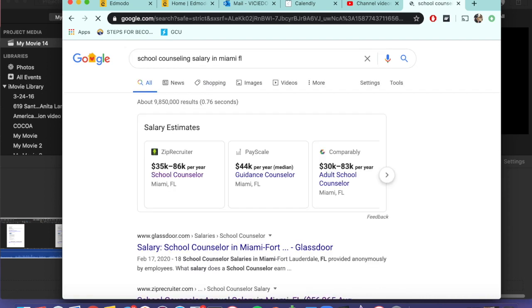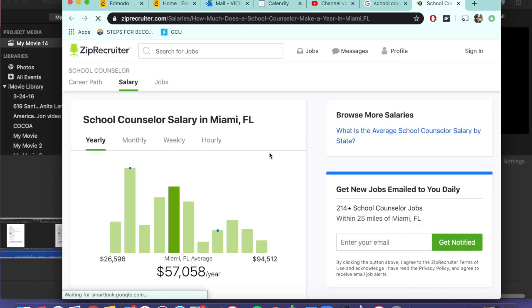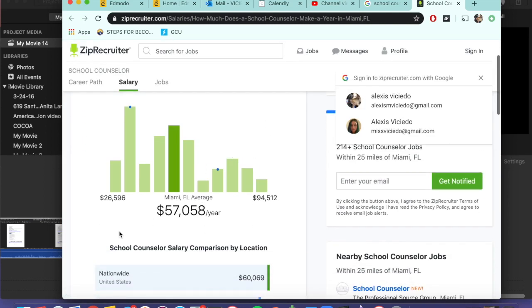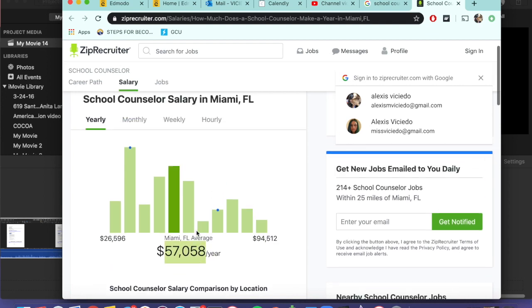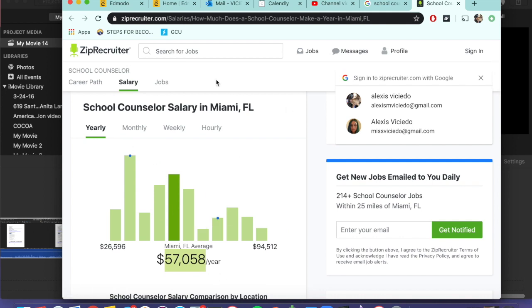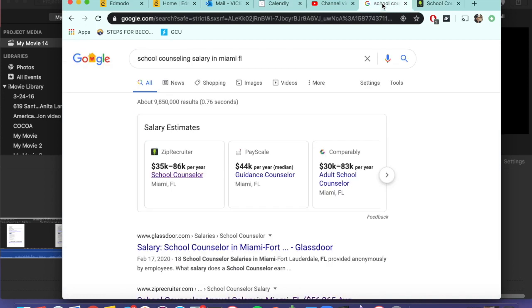We're going to retype that up. So I clicked on this one by ZipRecruiter to get the average amount. The average for a school counselor was $57,058 per year. Remember, if your job already had a set amount of how much you would be paid, then you would put that amount. If it shows a range, for example 35,000 to 86,000, I'm going to show you how to do that right now.